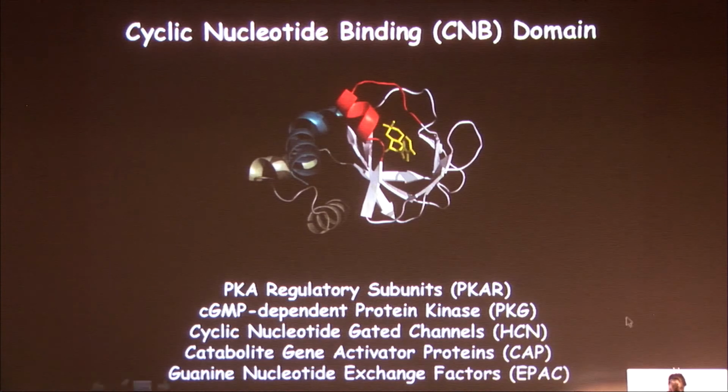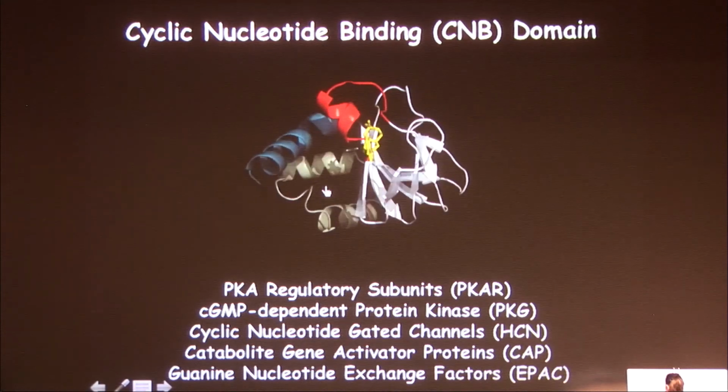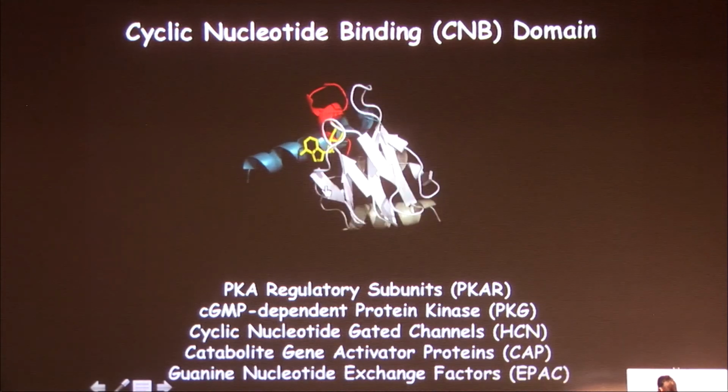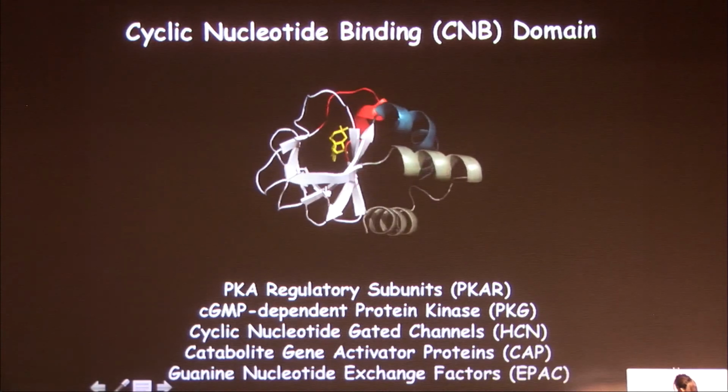Let's see if I can get my little pointer there. This is the cyclic AMP binding domain, so that's conserved throughout biology. It's a module that allows a cell, a bacteria or a mammalian cell, to actually take that cyclic AMP as a second messenger inside the cell and translate it into a biological response.